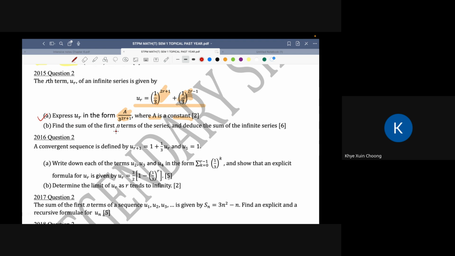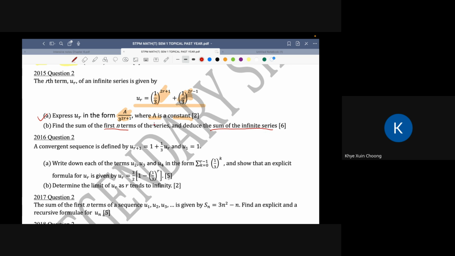Okay, then find the sum of the n terms of the series and deduce the sum of the infinite series. Here you might be stuck, but remember what I say: for series, there are actually only 3 types of series that you have learned. The first type is arithmetic series. Second is geometric series. The third is the method of difference.